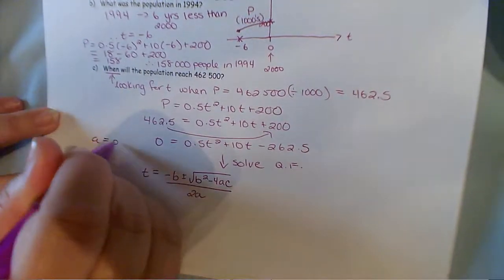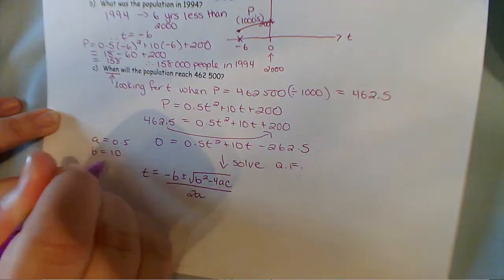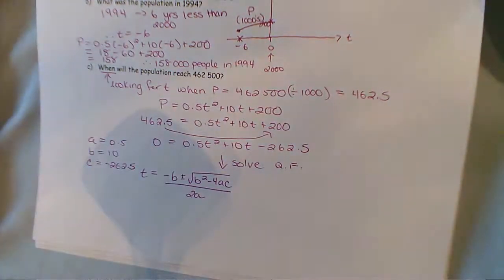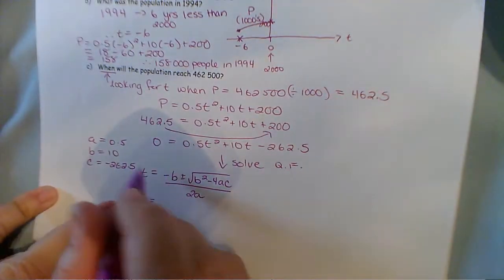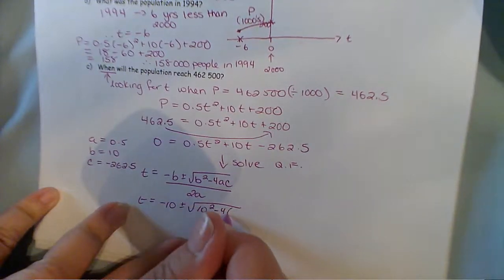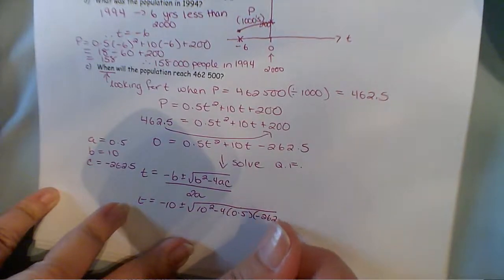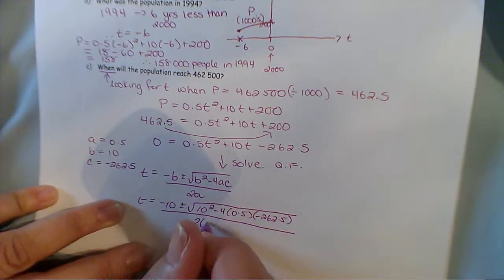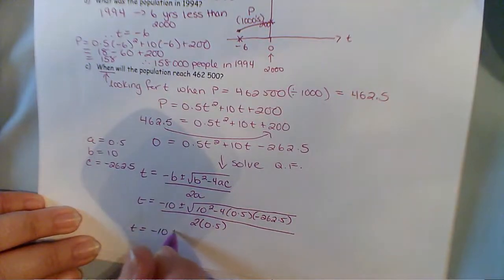So remember, if you're the type of person that needs to physically see it, a equals 0.5. b equals 10. c equals negative 262.5. Those are the numbers that you sub in. I pulled them right out of the equation. So t equals negative 10 plus or minus the square root of 10 squared minus 4 times 0.5 times negative 262.5, all over 2 times a, 2 times 0.5. So t equals, let's clean this up. Negative 10 is just negative 10.